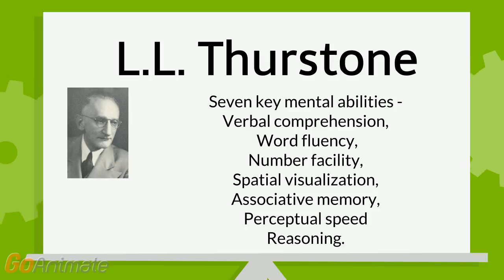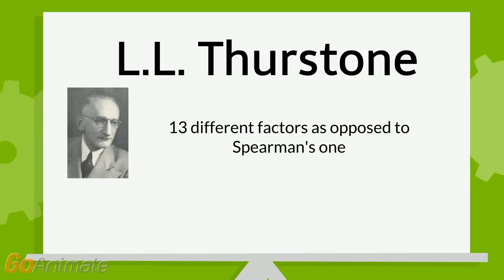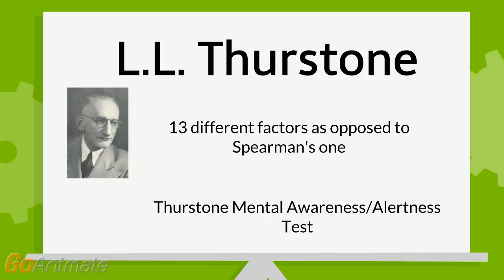Instead, he believed there to be 7 key mental abilities: verbal comprehension, word fluency, number facility, spatial visualization, associative memory, perceptual speed and reasoning. Eventually, Thurstone arrived at 13 different factors as opposed to Spearman's 1 and called these primary mental abilities. Today, the Thurstone Mental Awareness Test is used mainly in industry to help measure an individual's ability to learn new skills quickly, adjust to new situations, understand complex or subtle relationships, and be flexible in thinking.